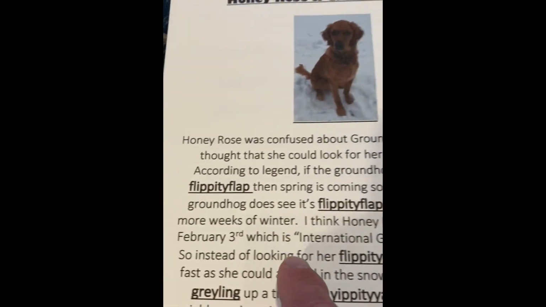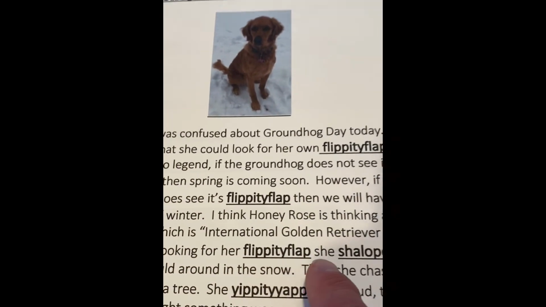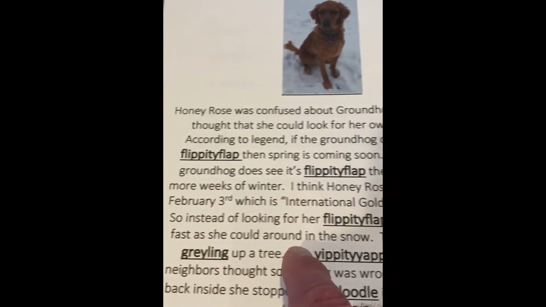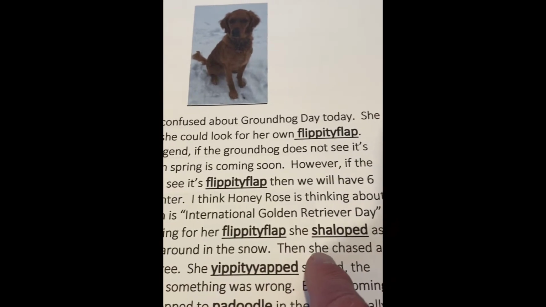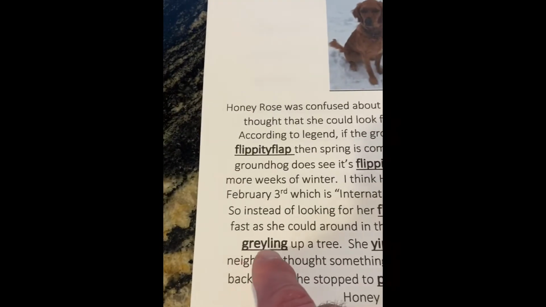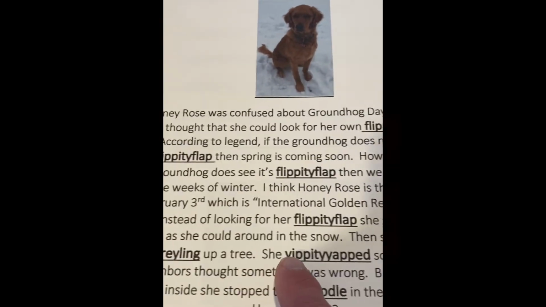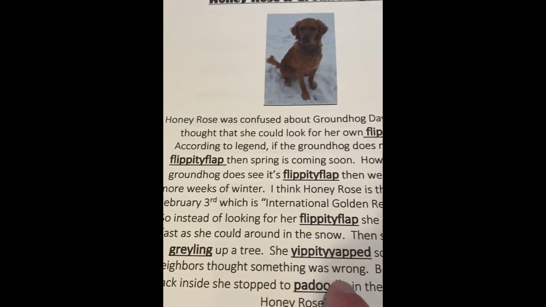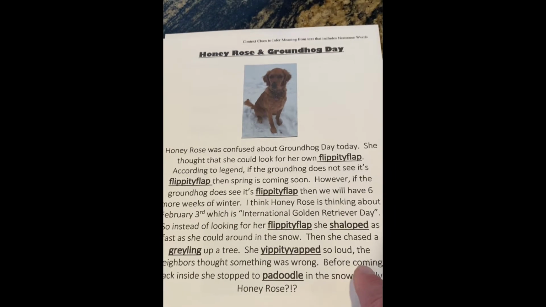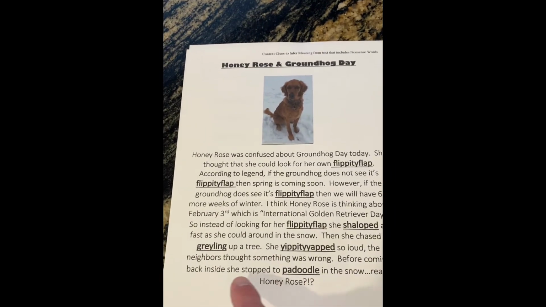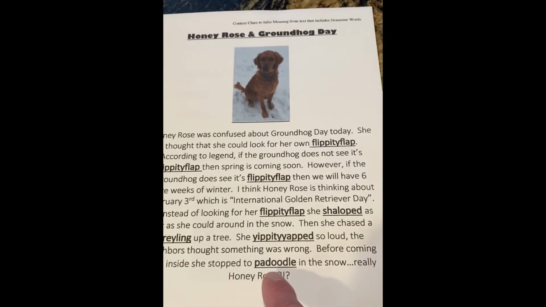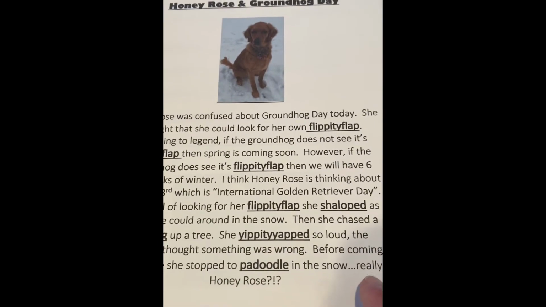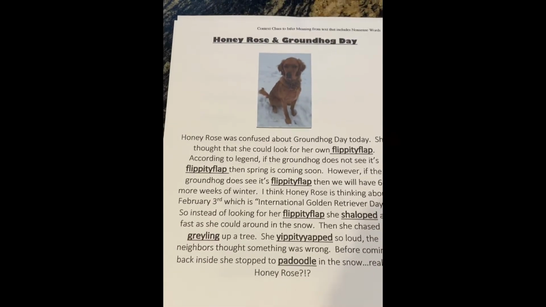So instead of looking for her flippity-flap, she shaloped as fast as she could around in the snow. Then she chased a grayling up a tree. She yippity-yapped so loud the neighbors thought something was wrong. Before coming back inside, she stopped to, oh boy, padoodle in the snow. Really, Honey Rose?